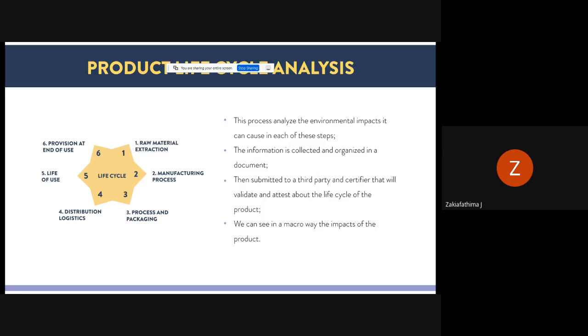Next is your product life cycle analysis. So how exactly do you analyze the life cycle of your product? What are the things you need to consider for analyzing your life cycle? Raw material extraction, manufacturing process and packaging, distribution, logistics, life of use, provision at the end of use. I already explained before what needs to be considered when you're considering your life cycle analysis.